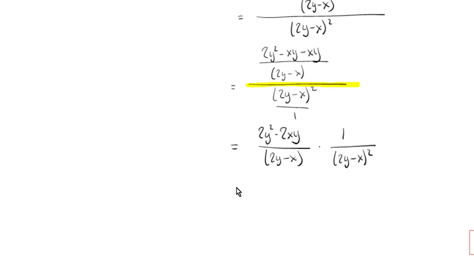And then we're almost there. We can clean this up a little bit. We have the product of these binomials in the denominator, so this can be rewritten as 2y squared minus 2xy over 2y minus x cubed. And that's it. We do have the option here of factoring out the y in the numerator if you want, but at this point I'm just going to leave it like this.